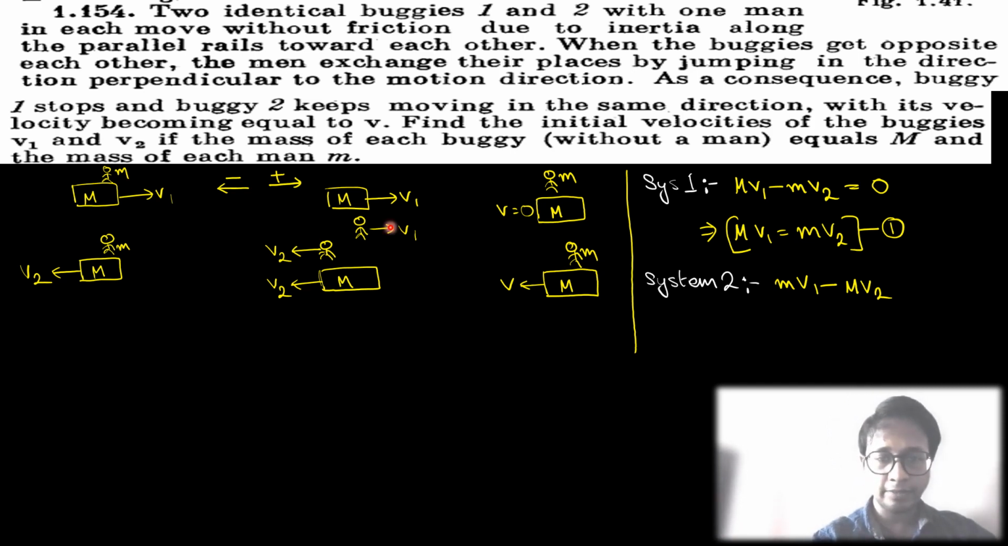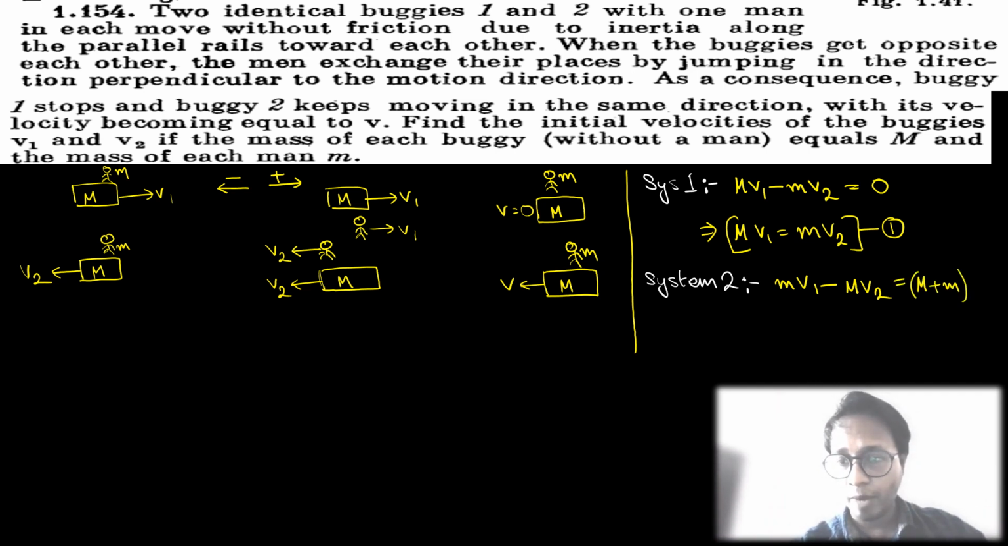This is the initial momentum of this system 2, and the final momentum is nothing but capital M plus small m into minus V. Why? Because both of them are moving with the same velocity towards the negative direction with velocity minus V. Understood? Now if I multiply this minus with this equation, what do I get? I get something like capital M V2 minus m V1 is equal to M plus m into V.